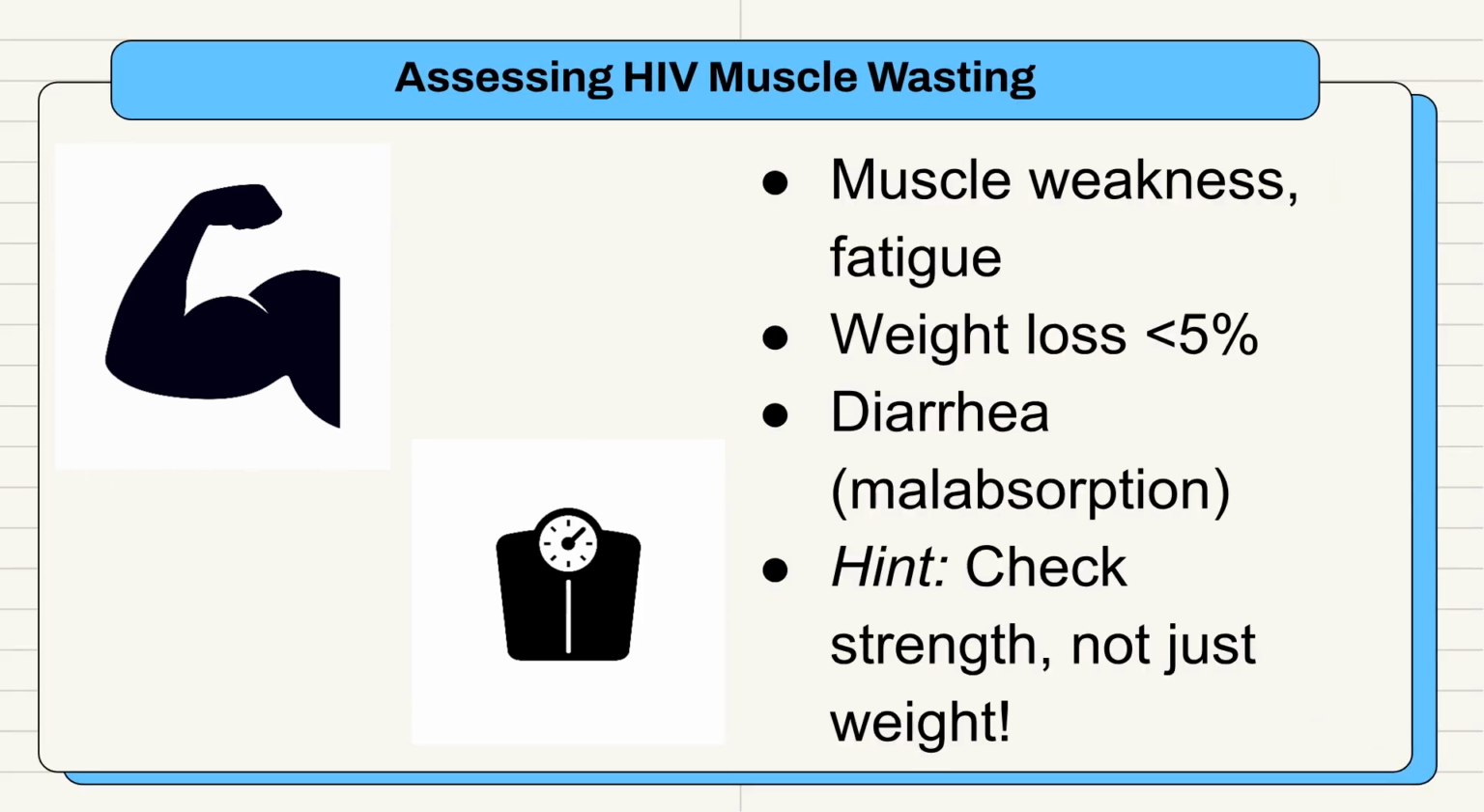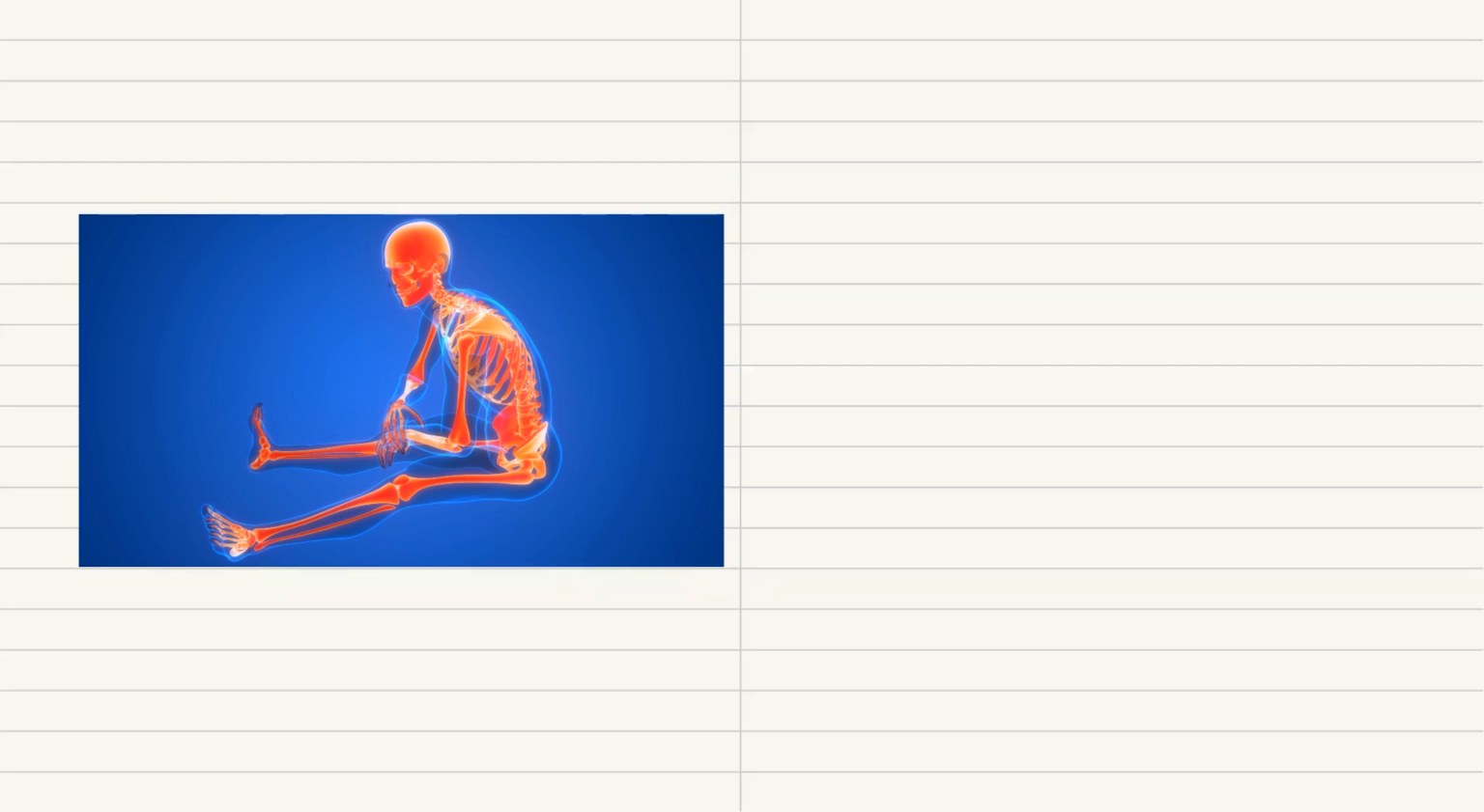When evaluating a client with HIV for muscle wasting, look for diminished strength, like difficulty lifting objects or walking. Patients might report fatigue or weakness in daily activities. You'll also assess for unintentional weight loss, but it's typically less than 5% of body weight over 6 months. Check for signs of gastrointestinal issues, like diarrhea, which can signal malabsorption, a key cause of muscle wasting. Use tools like grip strength tests, or ask about changes in physical activity. For example, a patient might say, "I can't carry my groceries anymore." That's a red flag. Next, diagnosis.